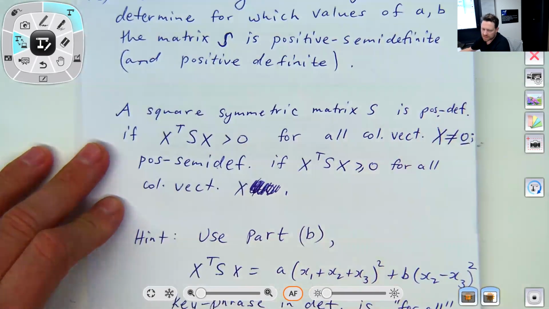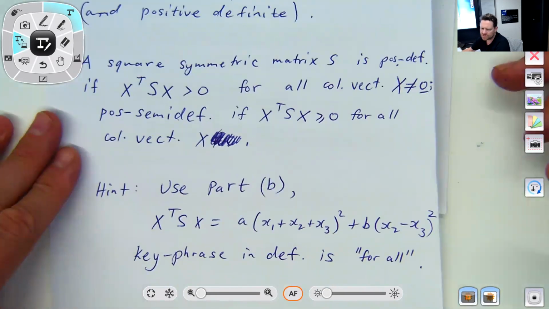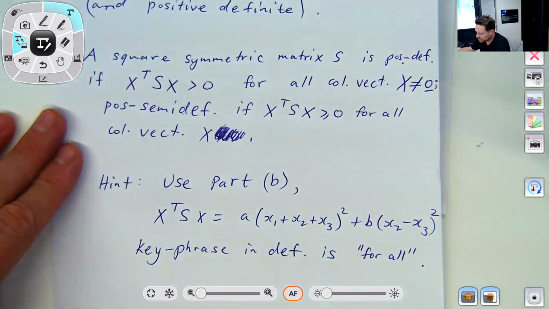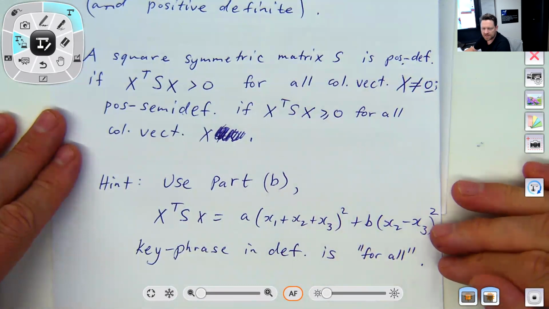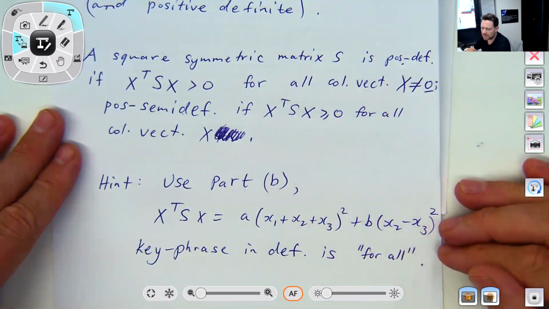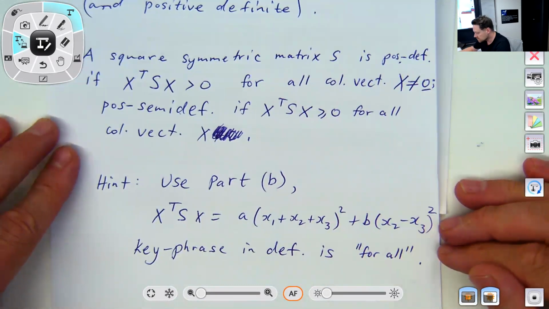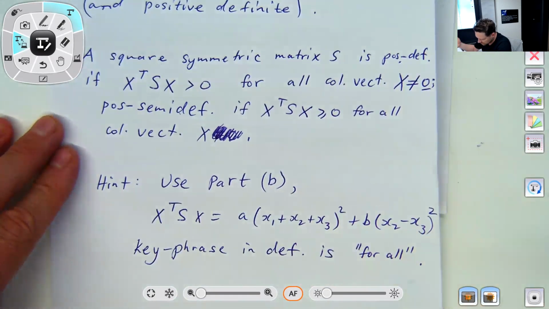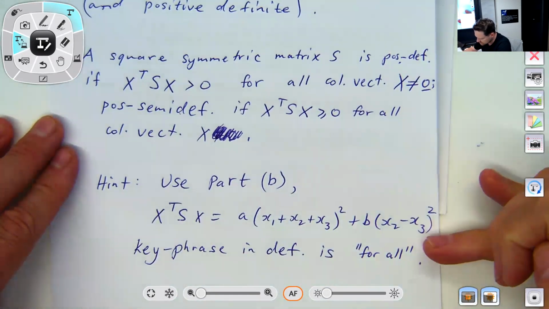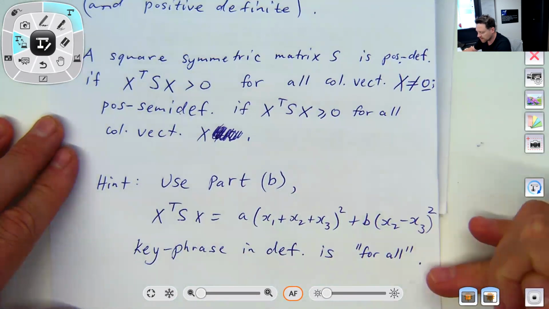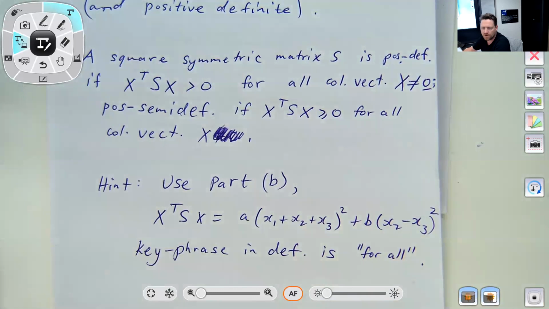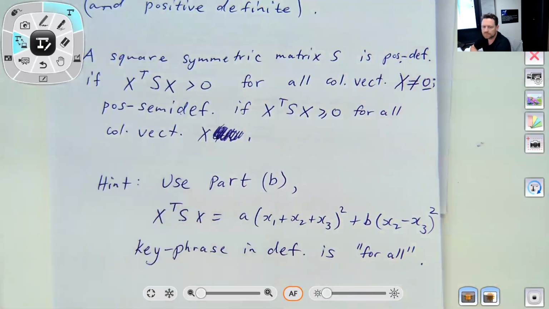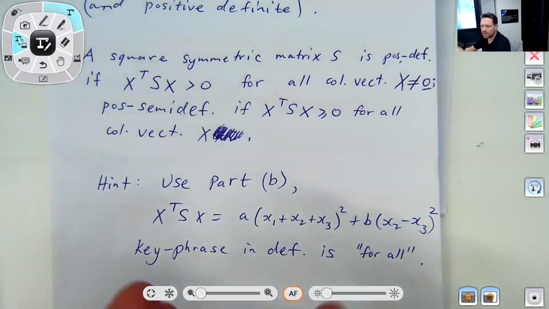All right, so the hint is probably a bit obvious here too, because you've just done part B, and so you might think that part B is helpful, right? And it turns out that it is helpful. So basically what you want to do here is use this, and then notice that your key phrase, and this is my hint to you, is the phrase "for all" in this definition, all right? So think about that when you do it.